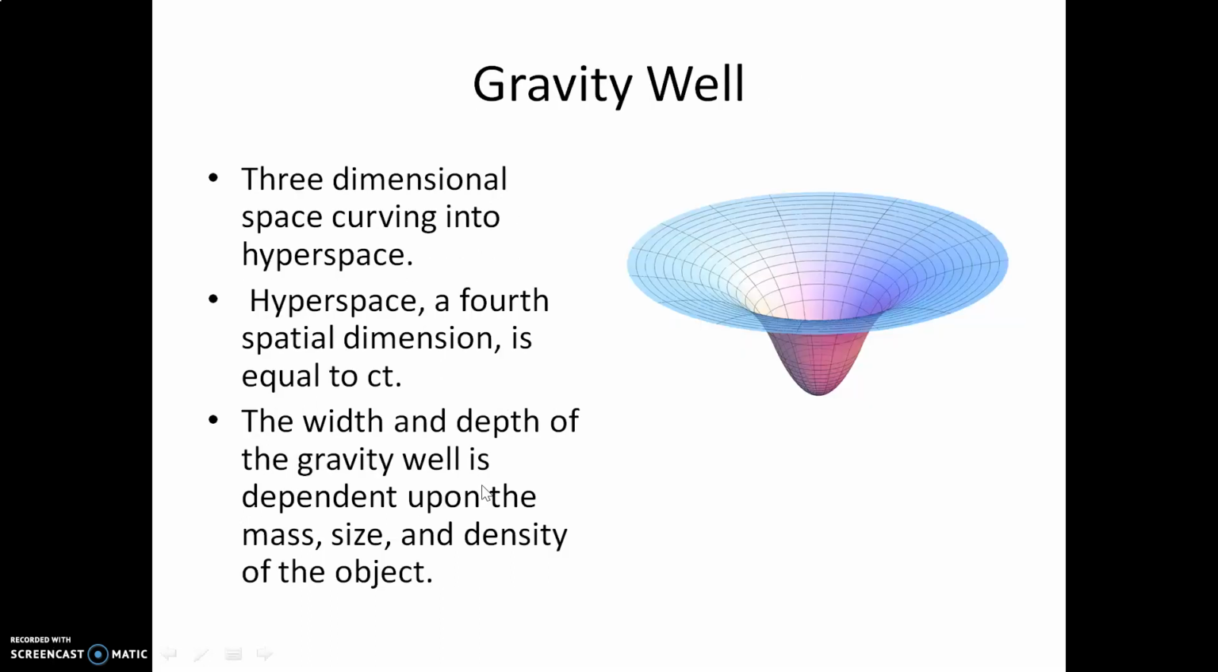Okay, this right here is a simple depiction of a gravity well. Gravity well pictures such as these are somewhat misleading. Usually the way that this is depicted, and I demonstrate this in lecture, is by taking a two-dimensional surface and then curving it with the presence of mass into a third spatial dimension. What's really happening, however, is that three-dimensional space is curving into a fourth spatial dimension. That fourth spatial dimension is hyperspace, also called Hilbert space, and it's equal to the speed of light multiplied by the time t. The width and depth of the gravity well itself is dependent upon the mass, size, and density of the object that is causing it.